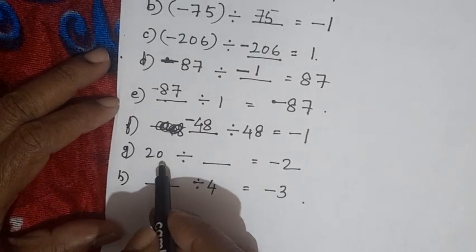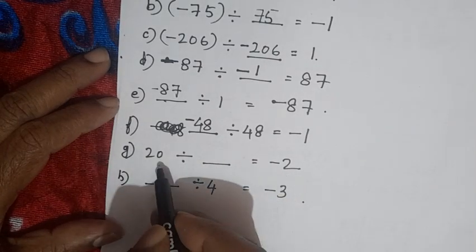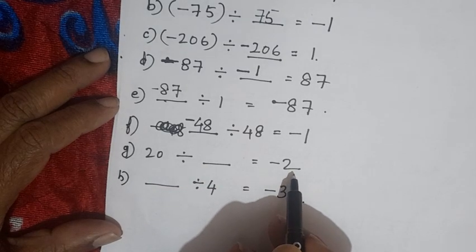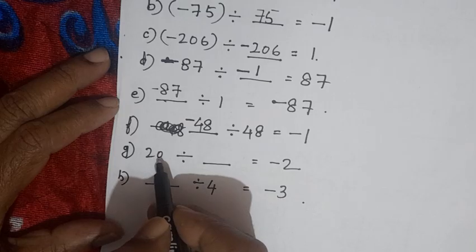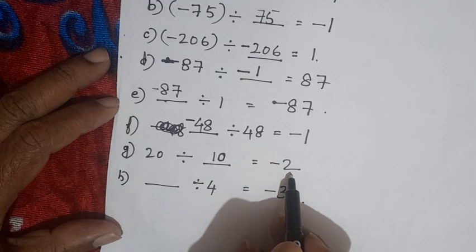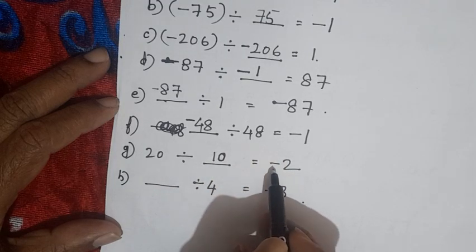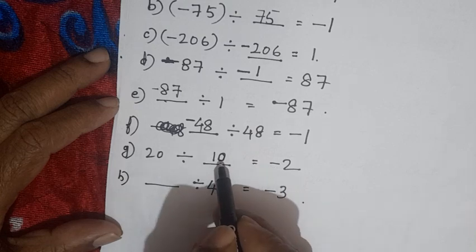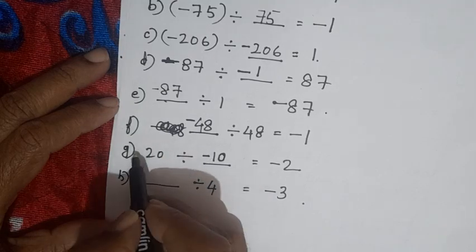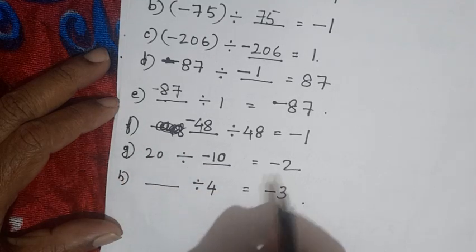Now 20 divided by dash is equal to minus 2. So to get the number 2, by what number should we divide 20? That is, the number is 10. When 20 is divided by 10, you get the answer as 2. But here you have to see also the sign of the integer. In the question it's positive. Now you have to write it as negative. Positive divided by negative is equal to minus 2.